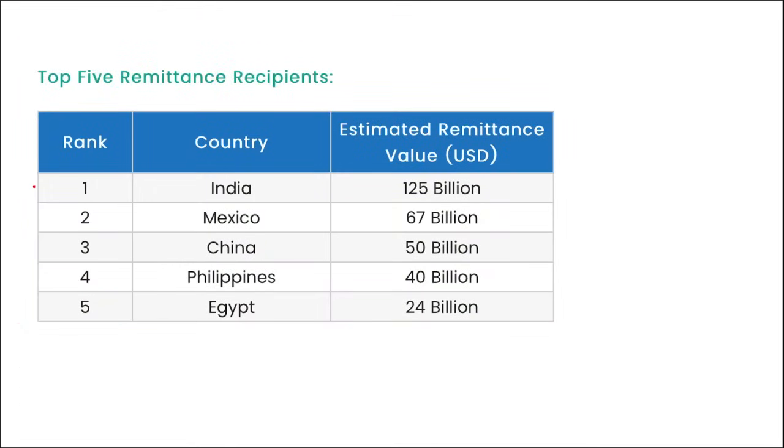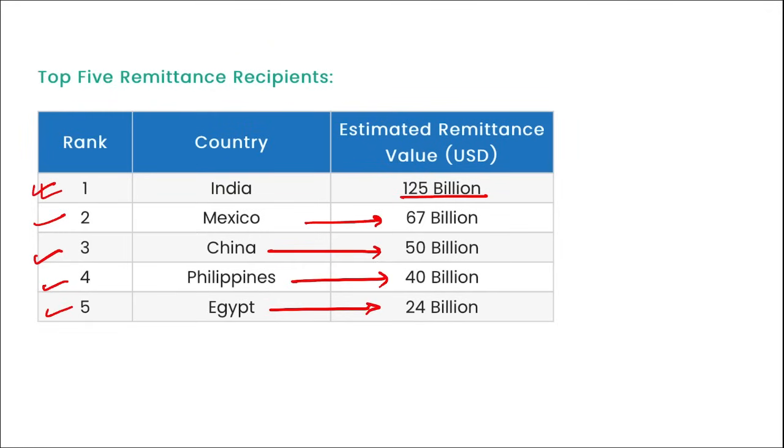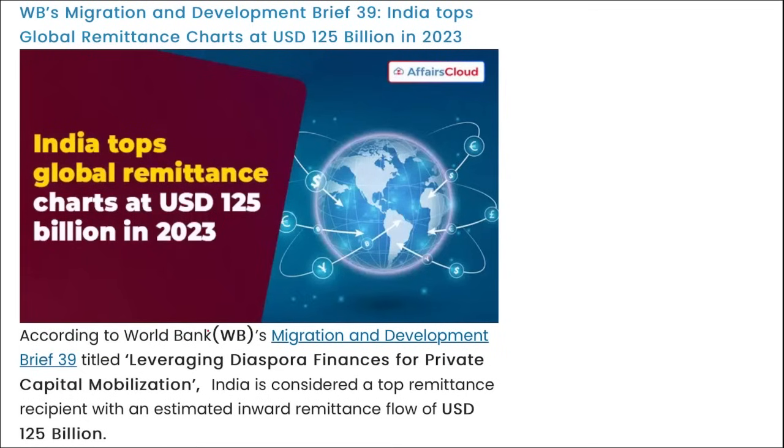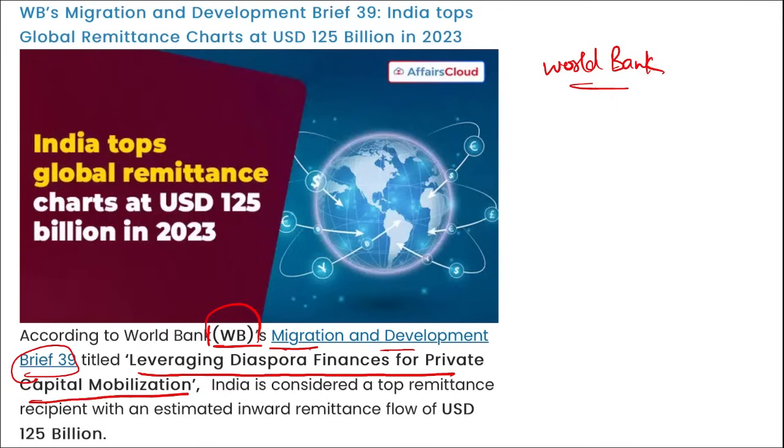If we look at the chart here, you can see India is in the top position with 125. On second position, Mexico with $67 billion. Third is China with $50 billion. Fourth, Philippines with $40 billion. And fifth is Egypt with $24 billion. Then this report was released by whom? This report was released by the World Bank, and it is Migration and Development Brief 39. The title of this was Leveraging Diaspora Finances for Private Capital Mobilization. And India is considered a top remittance recipient with an estimated inward remittance flow of $125 billion.